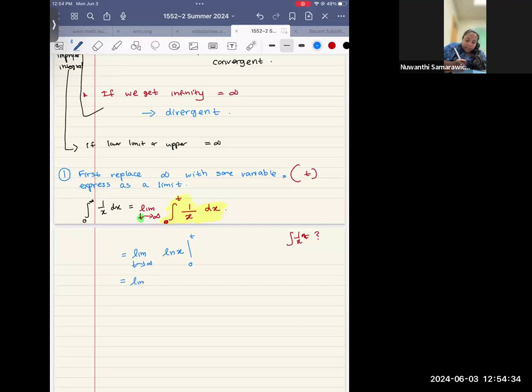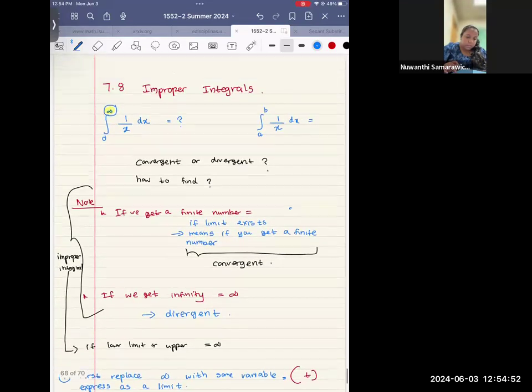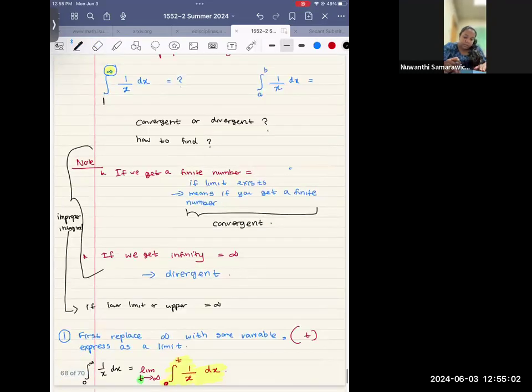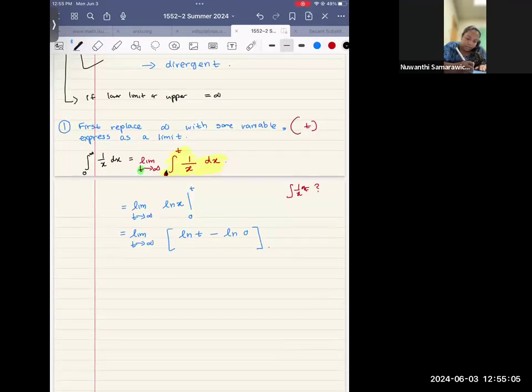So this you will get when you substitute: ln t minus ln 0. I think I made a mistake. I'm so sorry. The lower limit should be just 1. So I'm sorry, there is a mistake here. The lower one is just 1, this one here.